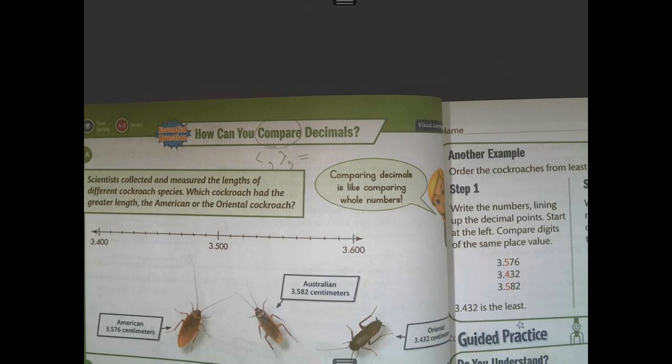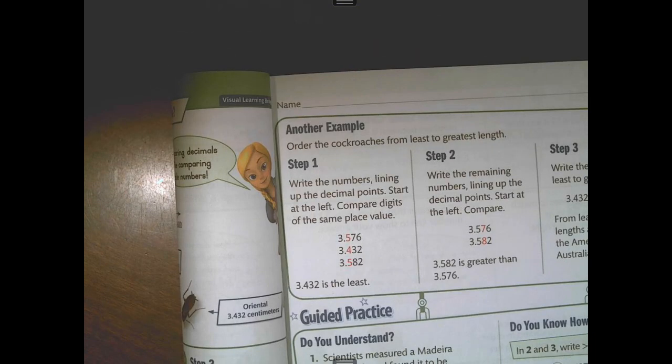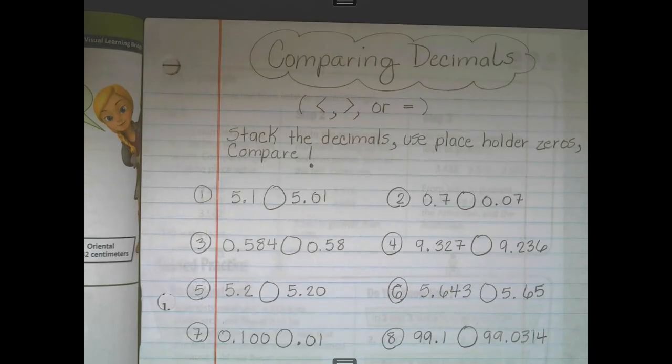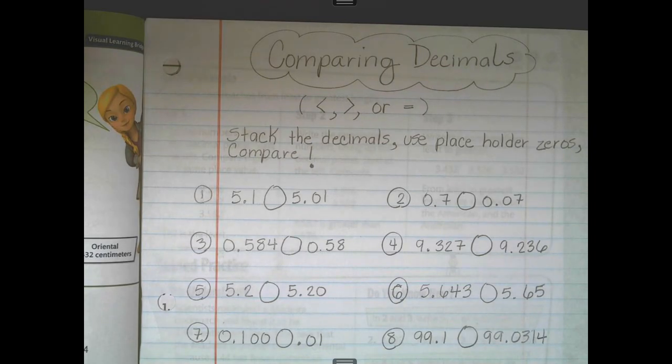I'm going to actually come out of the book for a minute, and I've prepared a sheet of paper I want to use with you, boys and girls. So if you will copy these down. All right, if you want to go ahead and head your paper, comparing decimals, less than, greater than, or equal. And these are the steps we're going to use. We're going to stack the decimals. We're going to use place value holders, or zeros as place value holders. And we are going to then compare using less than, greater than, and equal symbols, looking at those values.